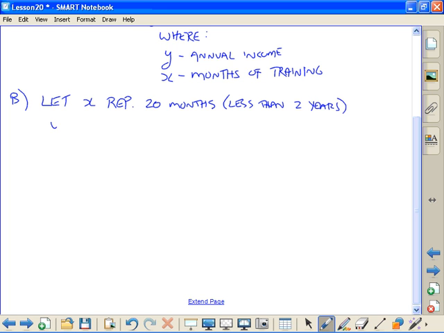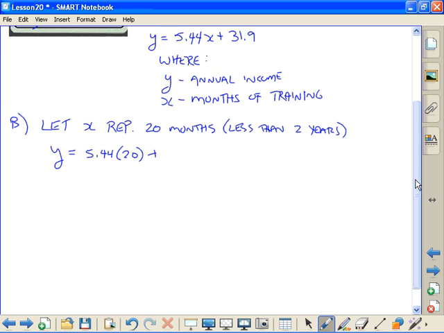So using my equation here, y equals 5.44 times 20 plus the 31.9. Now we can just run that through a calculator, and what we find is that the result is actually fairly significant here. So 5.44 times 20 plus 31.9.